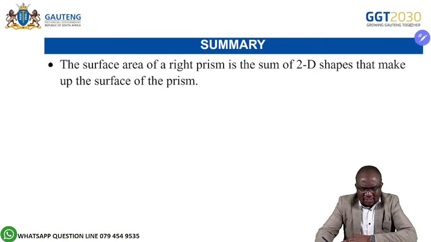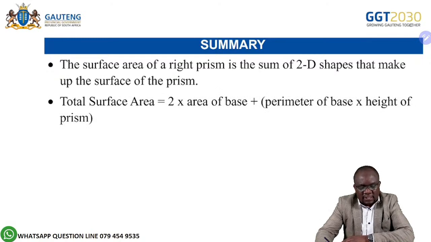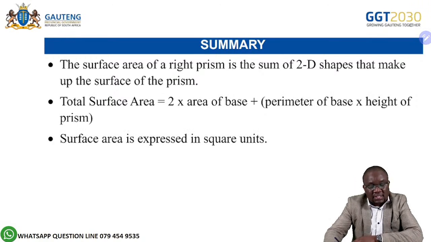Right, welcome back, grade 10s. Now, we say that the surface area of a right prism is the sum of the 2D shapes that make up the surface of the prism. Okay, we did that. We found the areas of the rectangles and triangles, right? And then the total surface area, you can say 2 times the area of the bases plus the perimeter of the base times the height of the prism. You can do that to find the surface area of a prism. Remember, we know what a prism is. Surface area is expressed in square units. Please don't forget that. Square centimeters, square millimeters, square meters, and so forth.